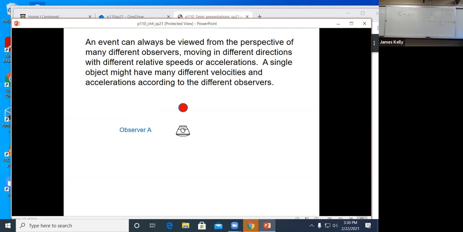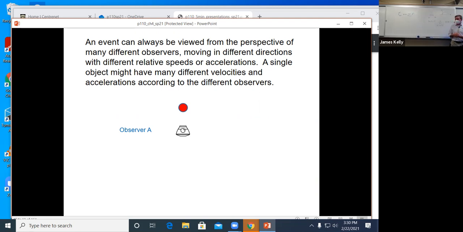An event can always be viewed from the perspective of many different observers. If I have an object here, let's take a ball. Let's suppose I'm an astronaut in outer space, and pay no attention to the board. I'm floating here in space, looking at the ball, and it's floating in front of me. That's one way to observe it. And I would say, from my perspective, the ball's just sitting at rest. I'm floating in space and I see the ball in front of me sitting at rest.